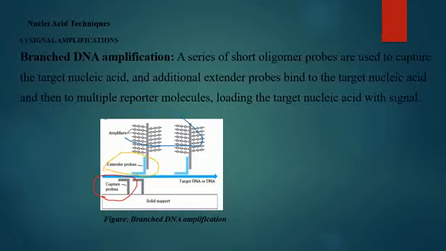Multiple reporter molecules also bind, loading the target nucleic acid with signal. So now the target nucleic acid is loaded with signal, so you can spot it when it is there. This is branch DNA amplification.